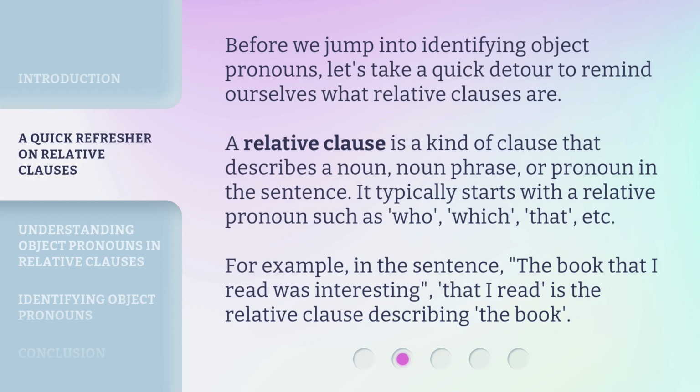Before we jump into identifying object pronouns, let's take a quick detour to remind ourselves what relative clauses are. A relative clause is a kind of clause that describes a noun, noun phrase, or pronoun in the sentence. It typically starts with a relative pronoun such as who, which, that, etc. For example, in the sentence, "The book that I read was interesting," that I read is the relative clause describing the book.